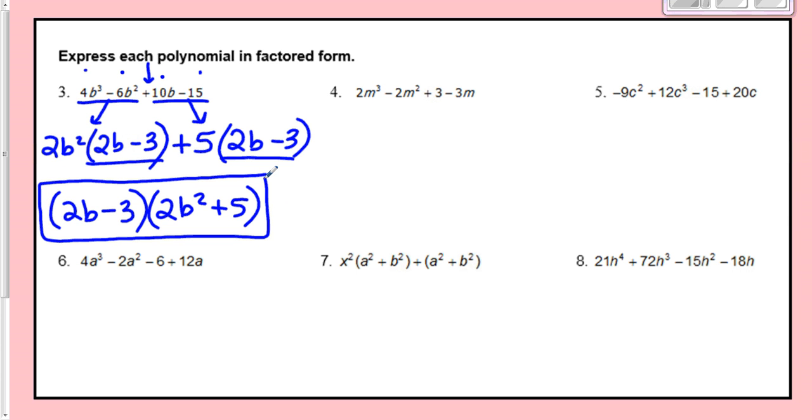All right, let's keep going. We'll switch colors. So on number 4, I look to see if all four have something in common, and they don't. So I'm going to group the first two. I can take out a 2m squared. I've got m minus 1. Look at the last two. I can take out a 3, right? So I'm left with 1 minus m.